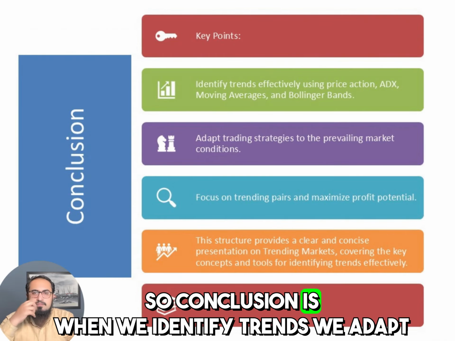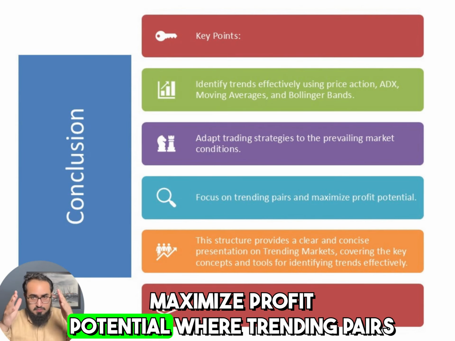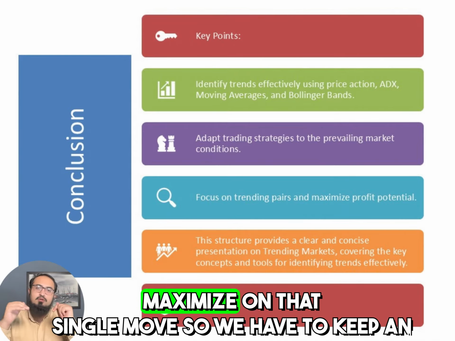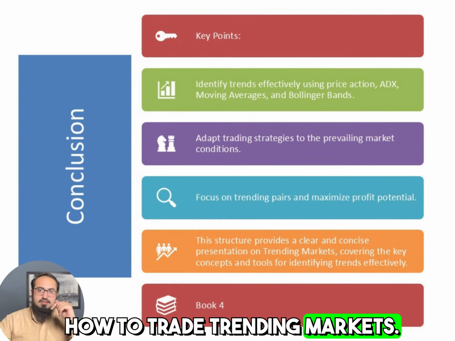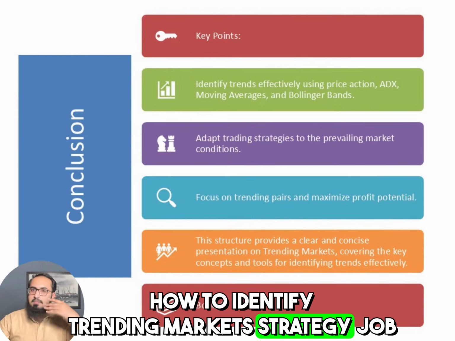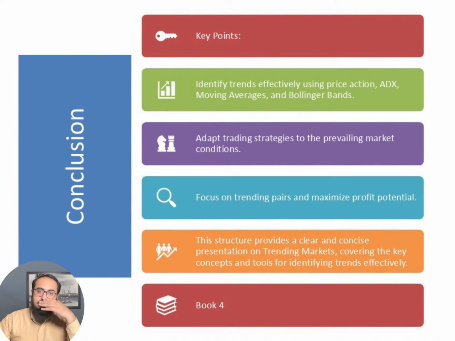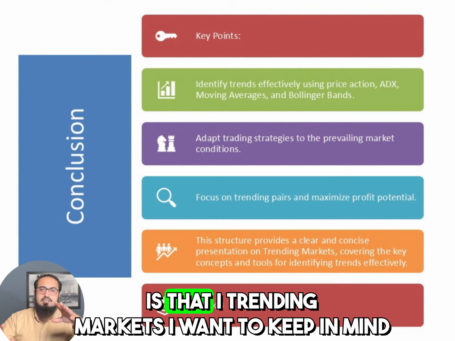So what is the conclusion? When we identify trends, we trade according to that, we focus on trending pairs and maximize profit potential. The market direction keeps moving, so we try to maximize on that single move. So we have to keep an eye on this and use this to understand how to trade trending markets and how to identify trending markets, and the rest is strategy and trading system. We will develop a trading plan. Under that, the trading system will be mechanical. You will decide that, so you can always use that to help you.